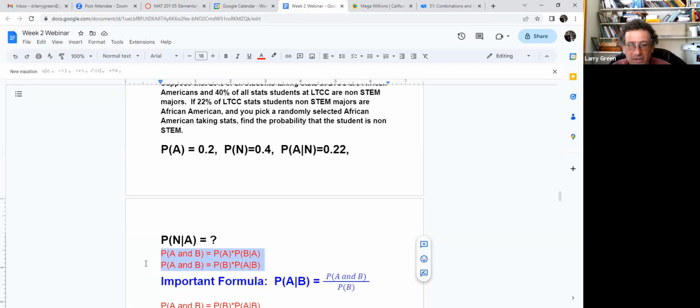Okay, you can also take this bottom formula. You could divide left and right by the probability of B, and that gives you this new formula. Probability of A given B is equal to the probability of A and B divided by the probability of B. Any questions on these formulas?